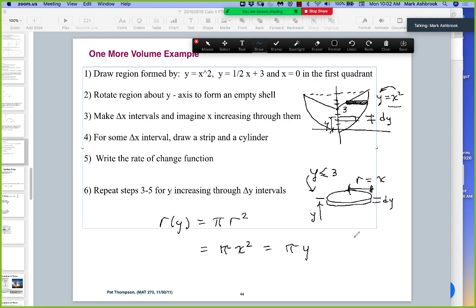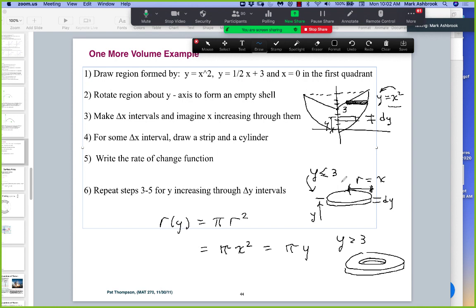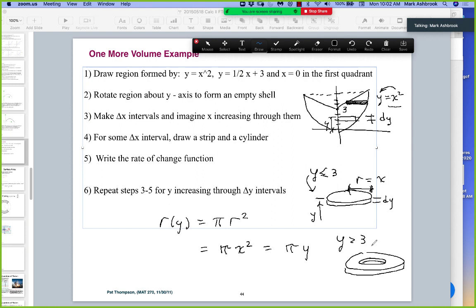Our cylinders look like that. When y is greater than 3, what do our cylinders look like now? If I rotate that around the y-axis, my cylinder looks like this. So I'm going to have a piecewise rate function. For y less than 3, it's going to be this rate. But for y greater than 3, I'm going to have a different rate. Why? Because I have a different area of my base.